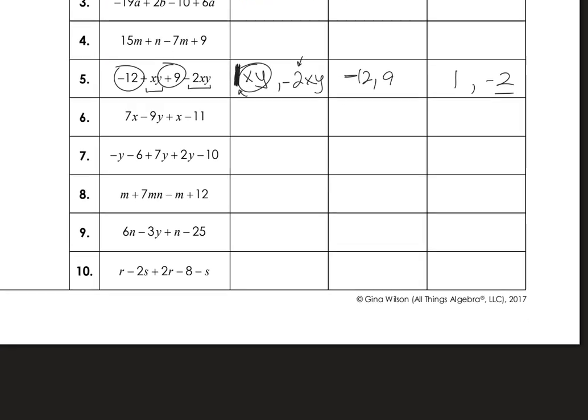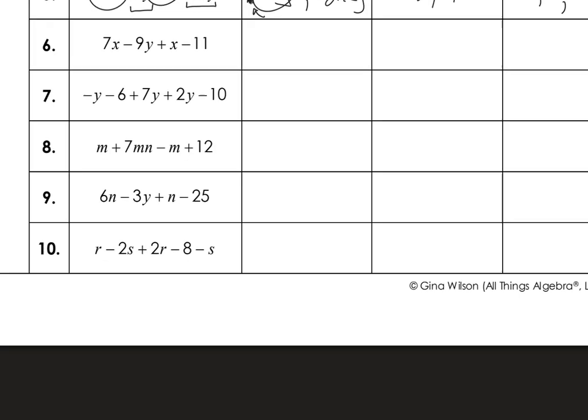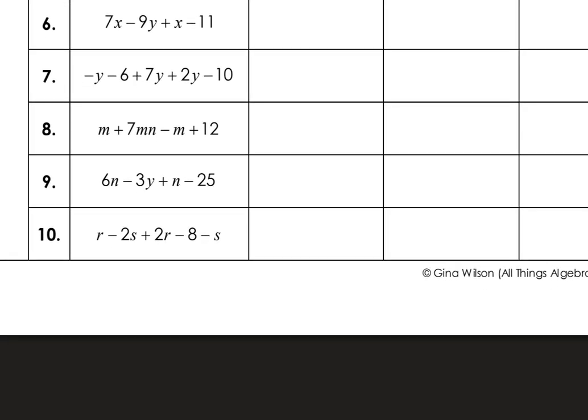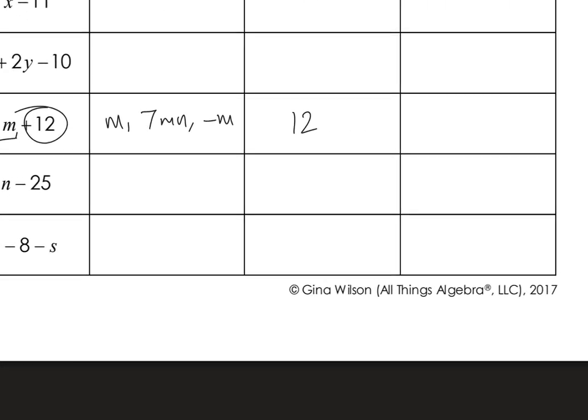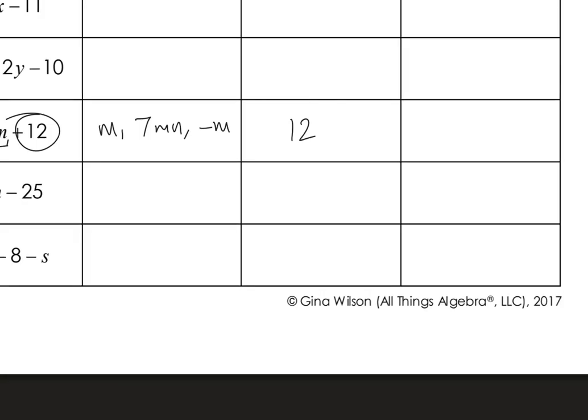Okay? Down here, number 8, m is a variable. 7mn is another variable. Negative m, that's a variable. 12 is a constant. So now over here, we are asking, okay, what are the numbers out in front of the variables? Well, here we have 1.